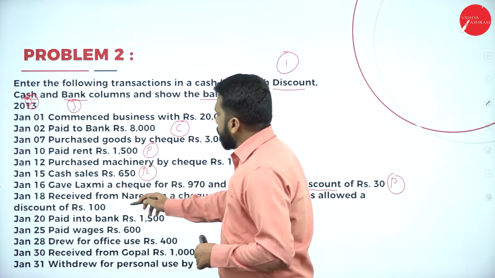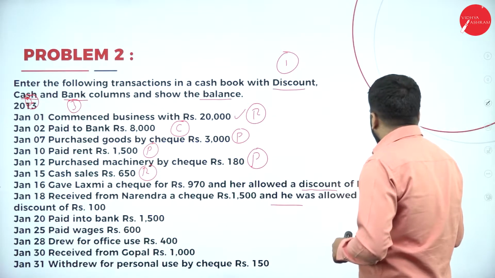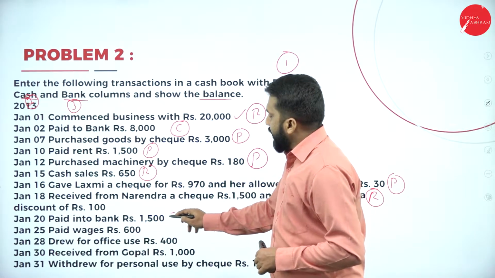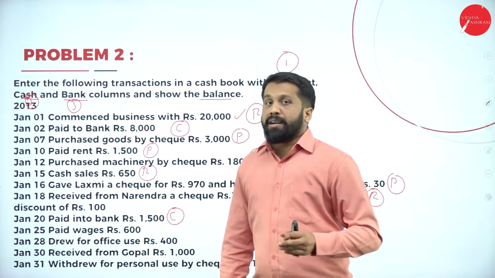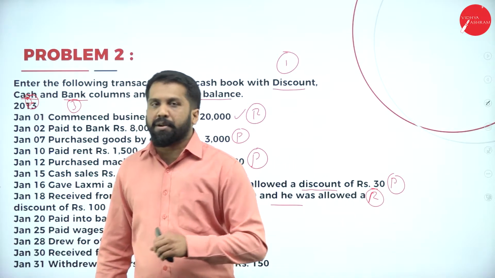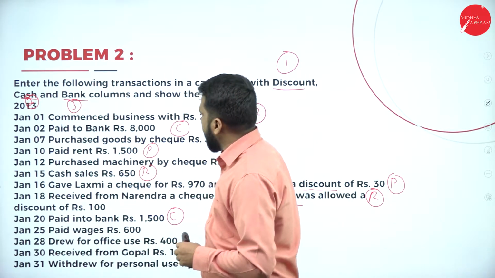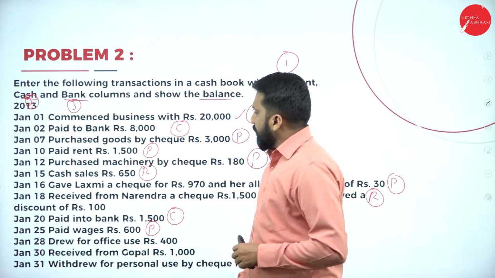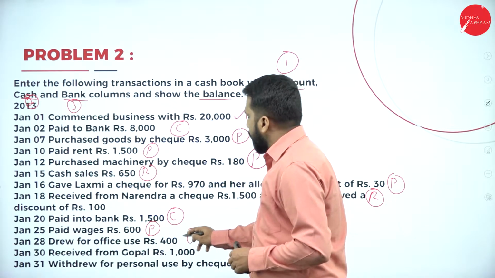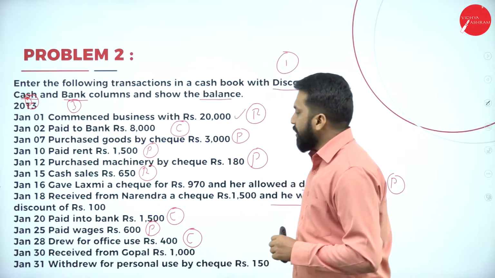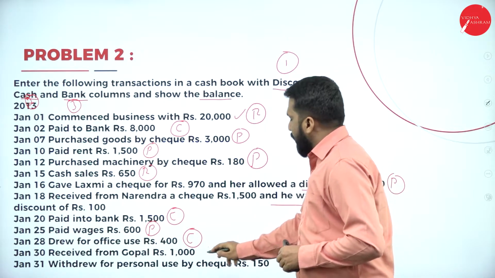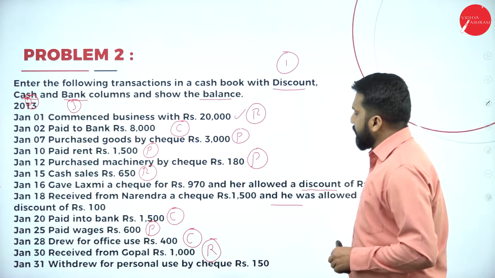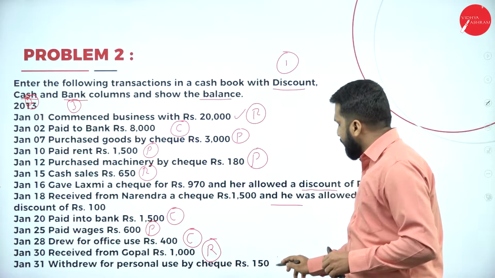Received from Narendra. Received means it is a receipt. Then paid into bank, again contra. You deposited to the bank or you withdrew from the bank, it is always contra. Then paid wages, payment. Drew for office use: remember, this is called contra. Next, received from Gopal, receipt. Withdrew for personal use: personal use we call drawing, as well as payment.